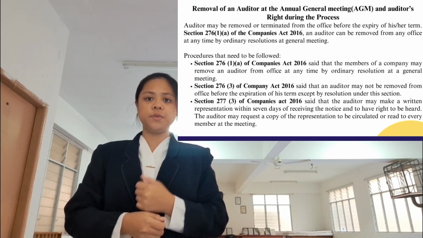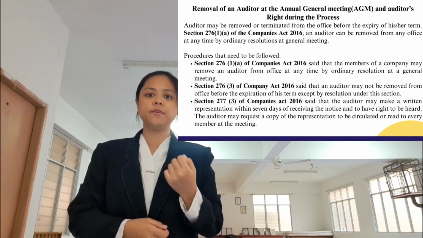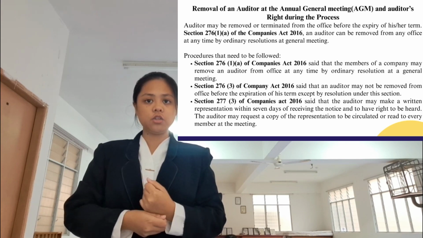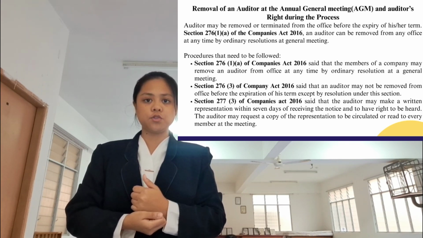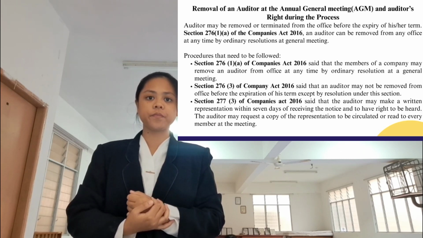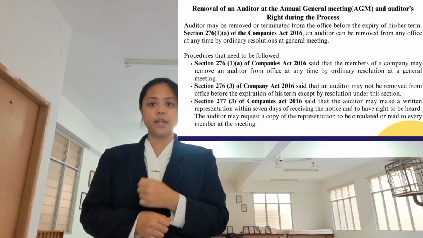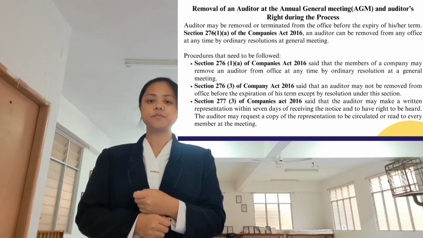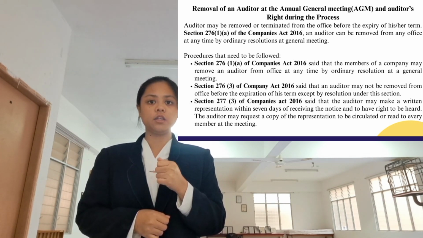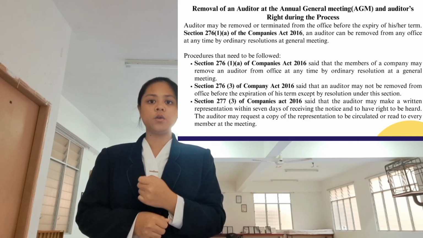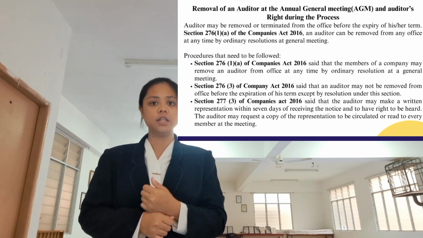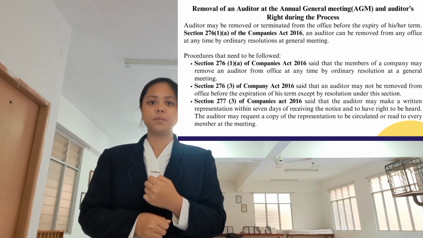In a simple explanation, the removal of an auditor requires a special notice of resolution that needs to be sent to the auditor that is proposed to be removed and the registrar. The auditor then may make a written representation within 7 days of receiving the notice. The auditor has the right to be heard or may request a copy of the representation to be circulated or read to every member of the company.